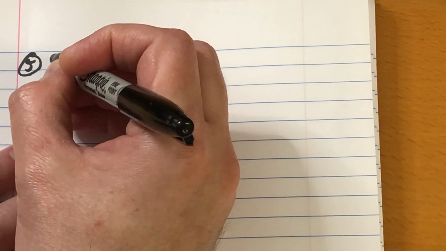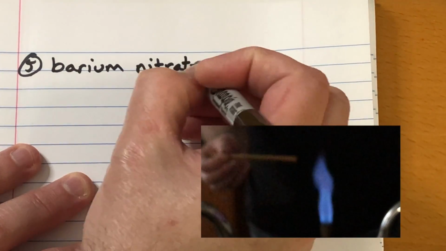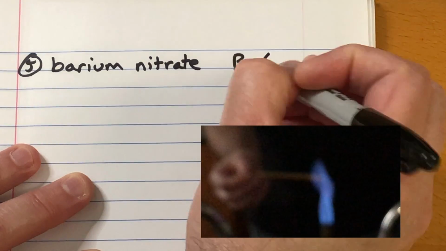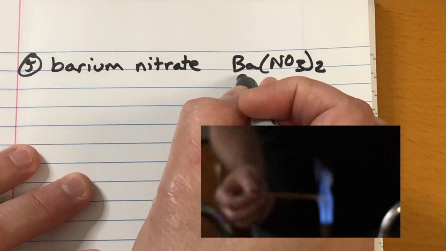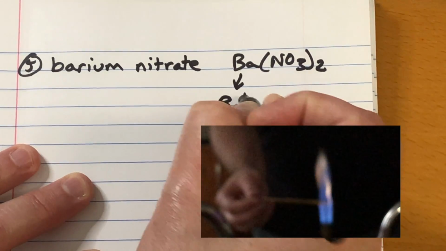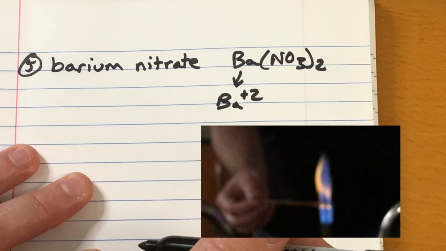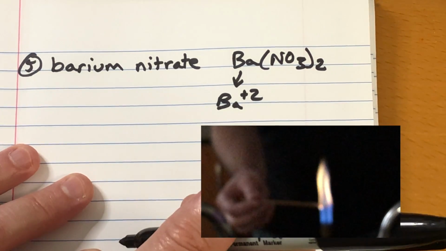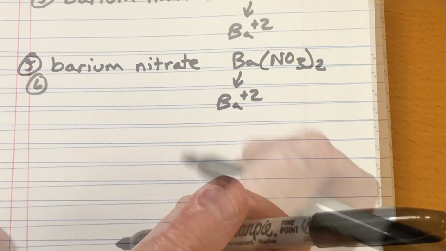All right, next up we have barium nitrate. Barium nitrate is very similar to both strontium and calcium nitrate in that it has barium with a +2 charge. So again, barium has a +2 charge just like calcium and just like strontium. And if you look at the periodic table, you'll see that they are also in the same column, just like the lithium and the sodium were as well.